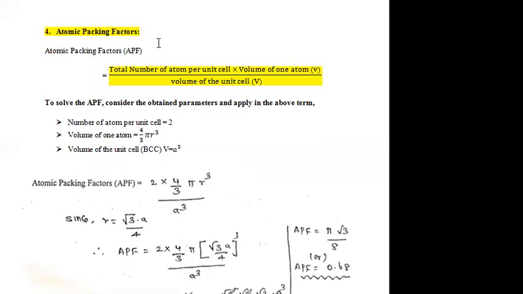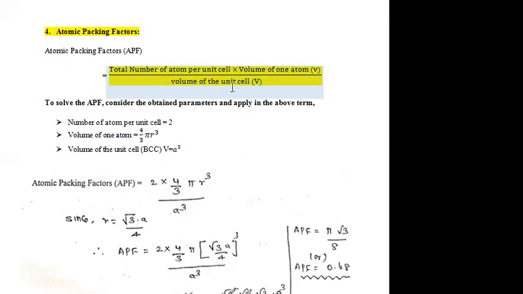So to find the atomic packing factor, we have taken a formula. Atomic packing factor is equal to the total number of atoms per unit cell times the volume of one atom, divided by the volume of the unit cell. The total number of atoms per unit cell we already measured from the first parameter: N is equal to 2. The volume of one atom is the volume of the sphere, 4 by 3 pi r cube.